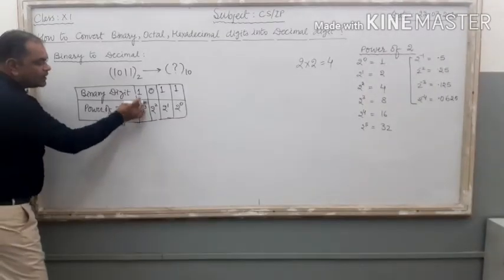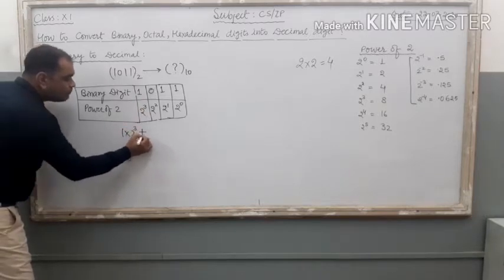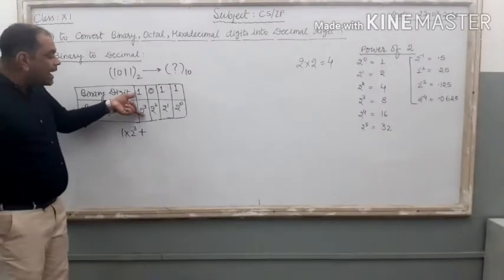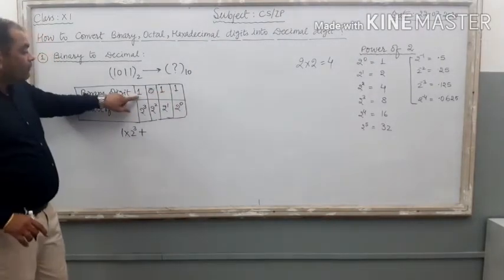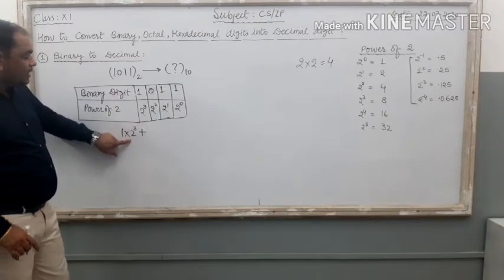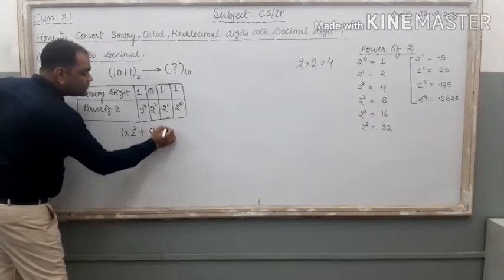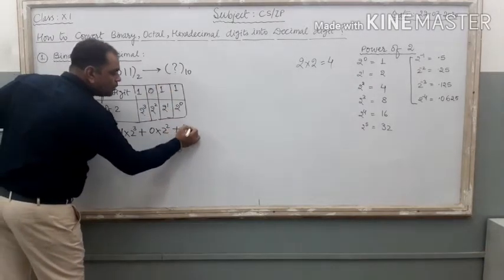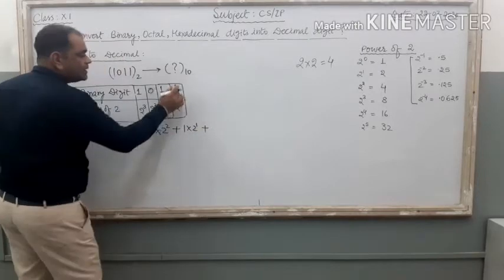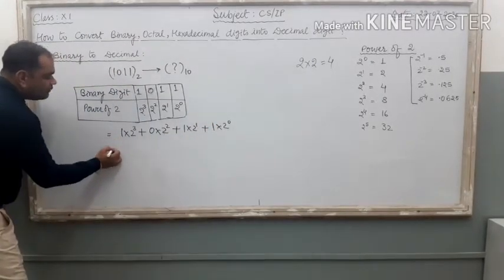Now we start from the leftmost part. Here it is 1 into 2 raised to power 3 plus we are going to add these different columns value with each other. 1 into 2 raised to power 3, I write like this one, then plus 0 into 2 raised to power 2 plus in the next column 1 into 2 raised to power 1, then plus here it is 1 into 2 raised to power 0. Now just solve it out.